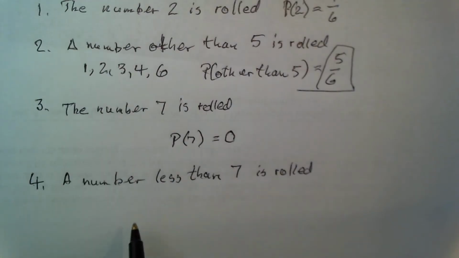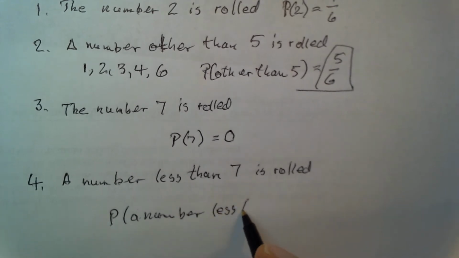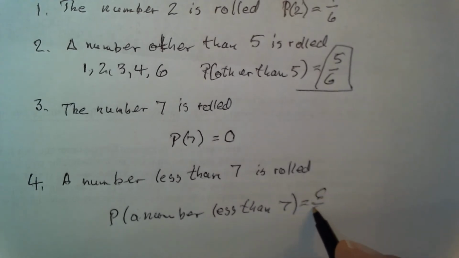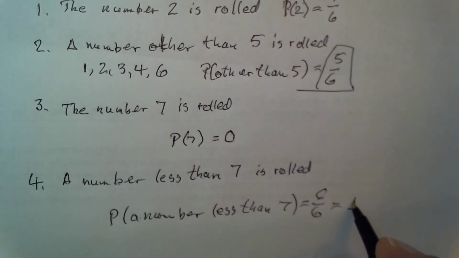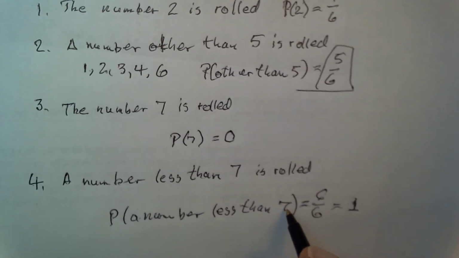The next question is, a number less than 7 is rolled. What's that probability? Well, since all 6 of the possible outcomes are less than 7, the probability of a number less than 7 is 6 divided by 6, or equal to 1. In other words, we can be certain that one of the numbers will show up, one that's less than 7.